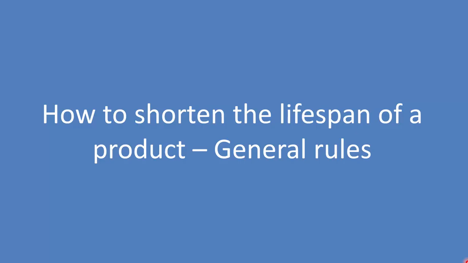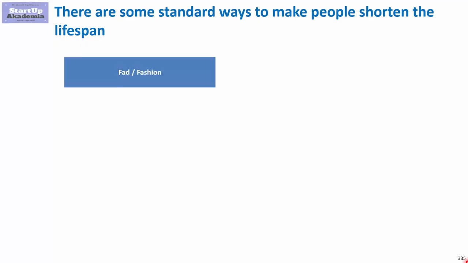How to shorten the lifespan of a product, general rules. In this lecture, I will go briefly through the standard ways in which you can actually achieve the shortening of the lifespan. The first and most obvious thing is fad and fashion. If you convince people that if you are a modern person, you have to exchange your ceramic tiles every 5 years, they will do it. If you convince them that you have to have the newest smartphone every 2 years, then they will do it. And this is an extremely powerful way to achieve the shortening of the lifespan.